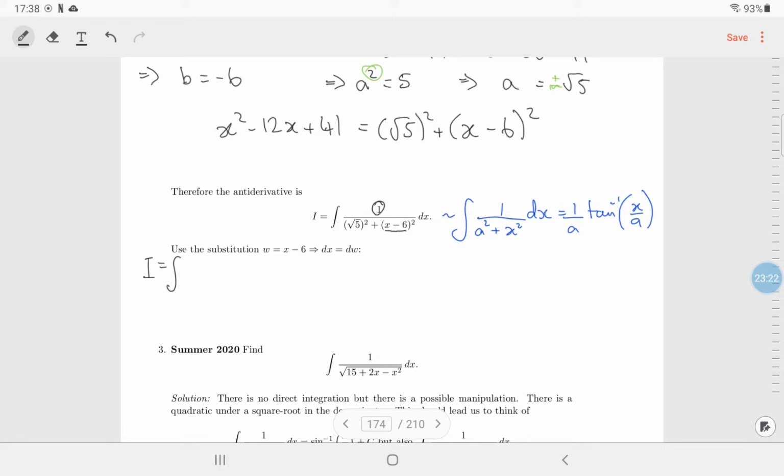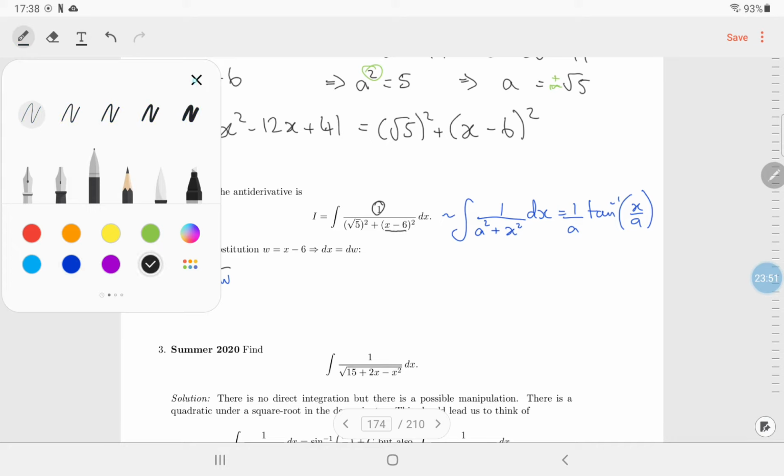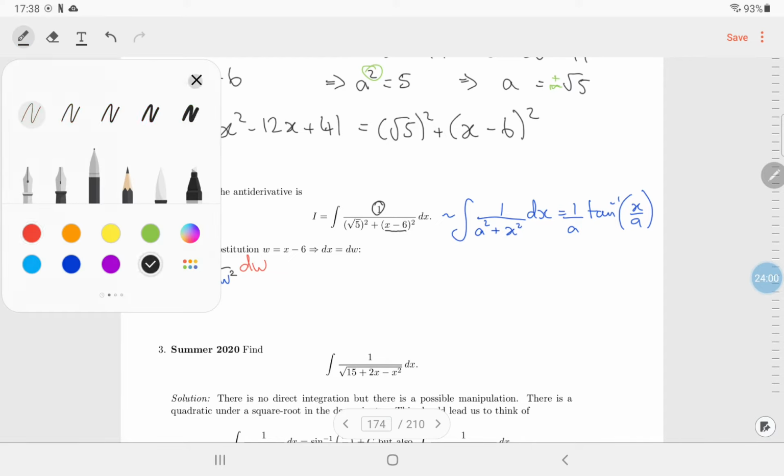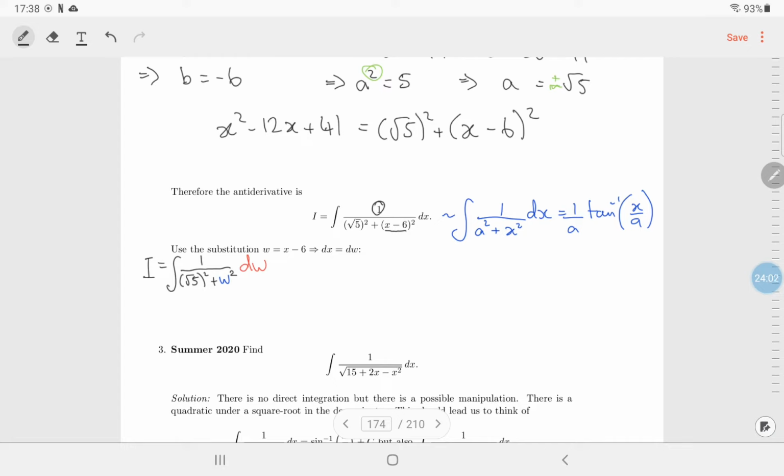Now, if you did the whole of the bottom, that would just simply be incorrect. However way you cut it, the substitution should be w is x minus 6. If you carry out the w substitution, differentiate both sides, you get dw dx equal to 1. Multiply both sides by dx, you get dw must be dx. And so we'll put this thing back together. Root 5 squared plus, so now the x minus 6 is w squared, and the dx is dw. And now that is in the correct form for the formula in blue on the right.